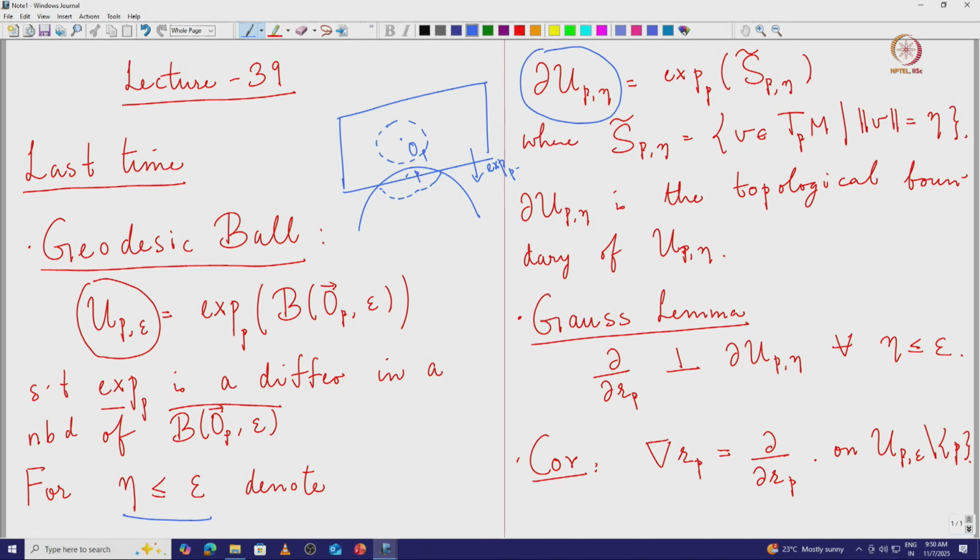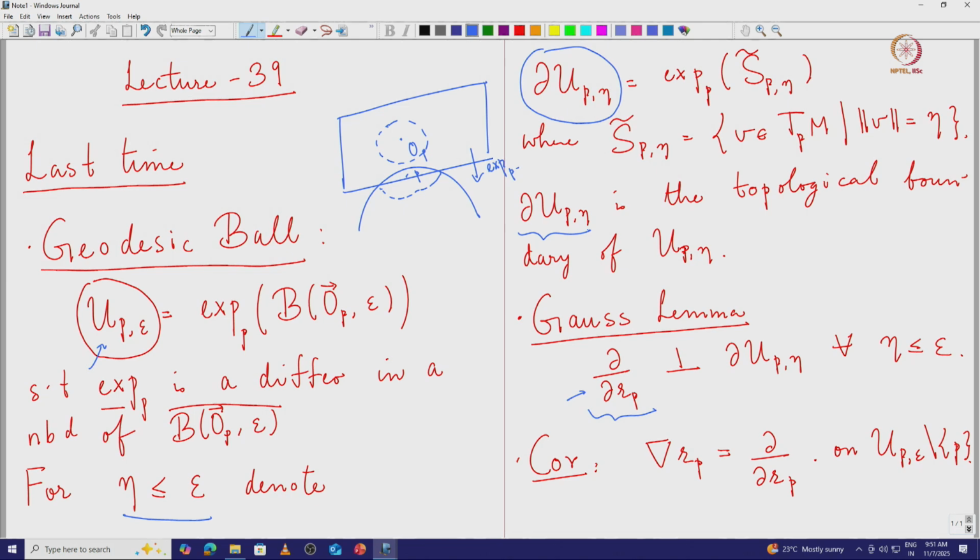So then the Gauss lemma basically says that if you look at this radial vector field, since this lies inside a region on which the exponential map is a diffeomorphism, I can use normal coordinates there. With respect to the normal coordinates, I have this radial vector field del by del r. The Gauss lemma says that this radial vector field is actually orthogonal to these boundary spheres.